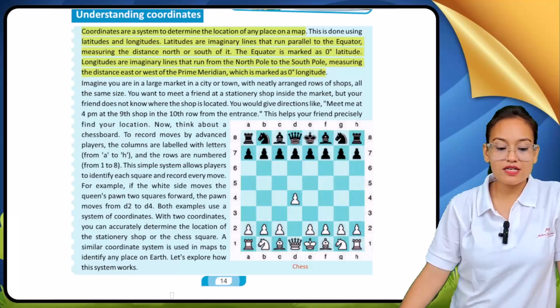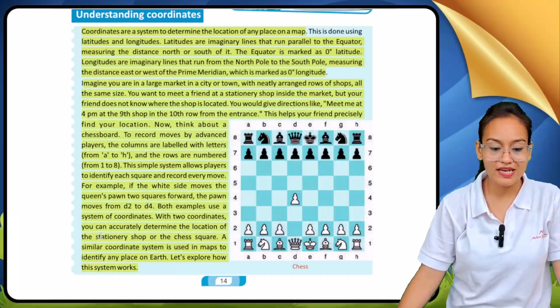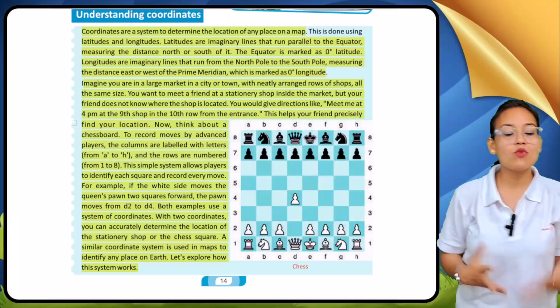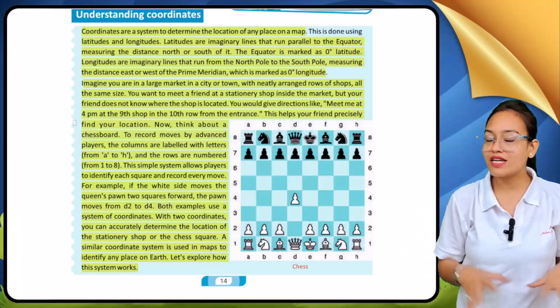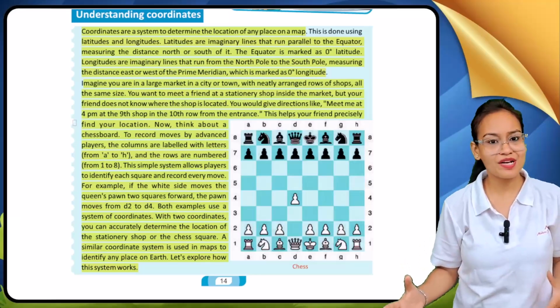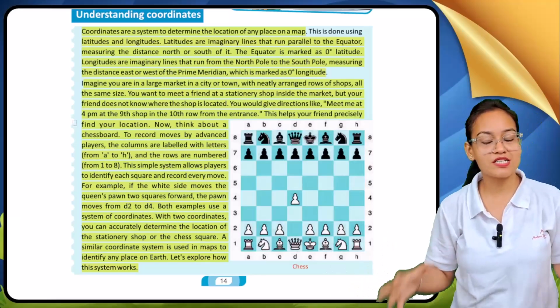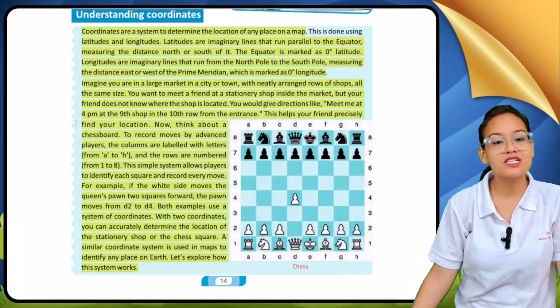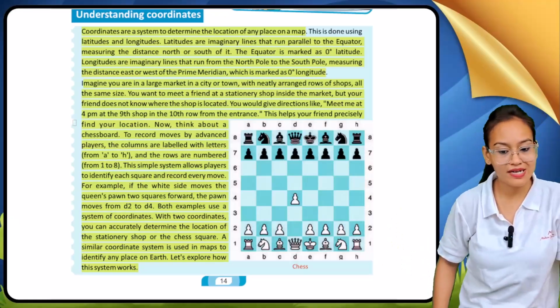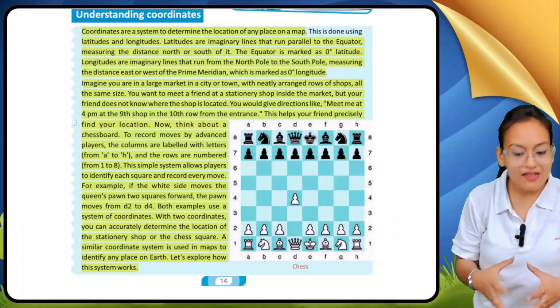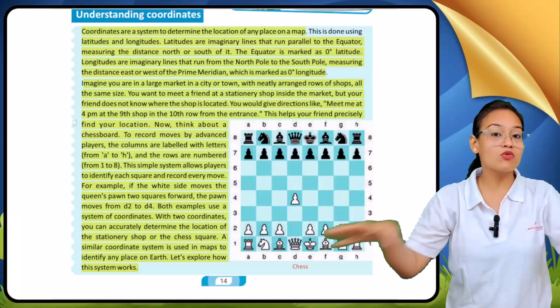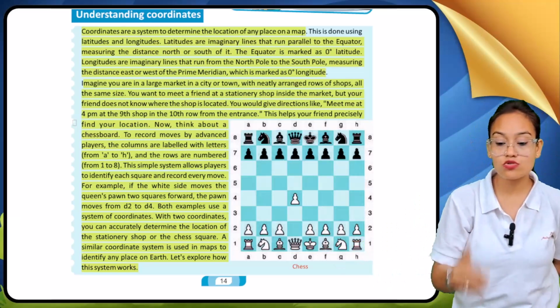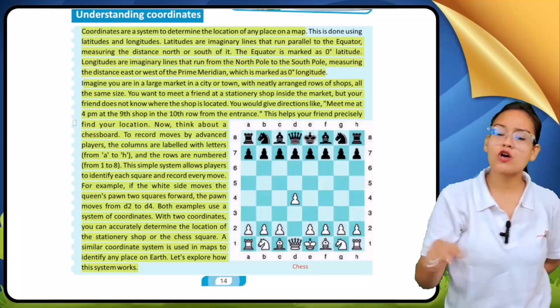Now, how are you going to mark the coordinates of any area? See, when you go to a large market, whenever in a city there are various types of places located, there are some small markets or large markets. Suppose in a city or town you visit the largest market of that area. In that market we have neatly arranged rows of shops, and all those shops are the same in size.